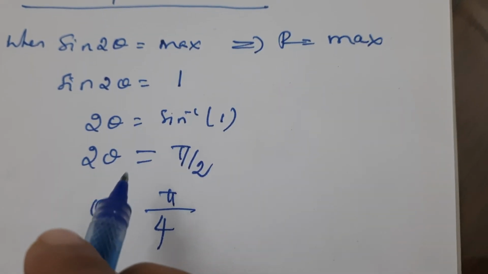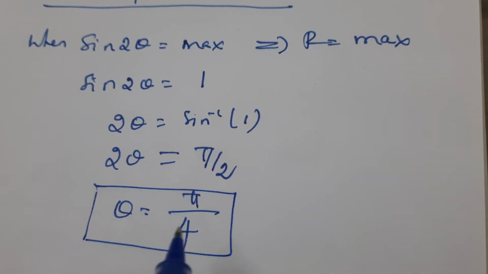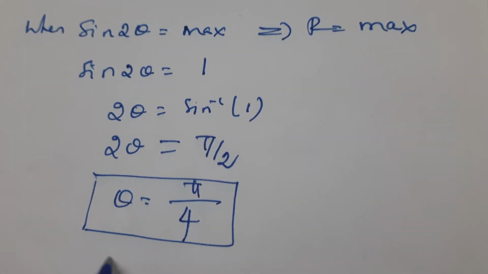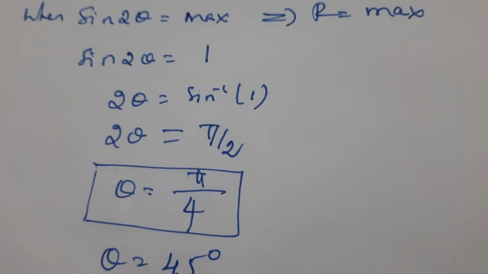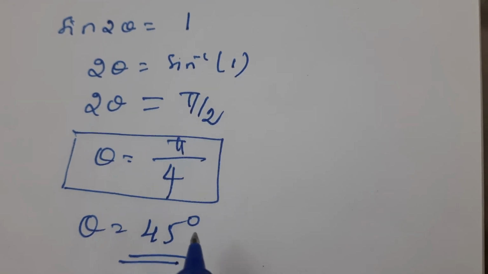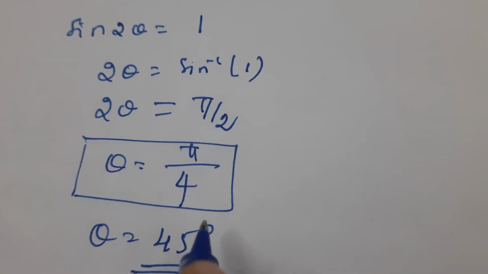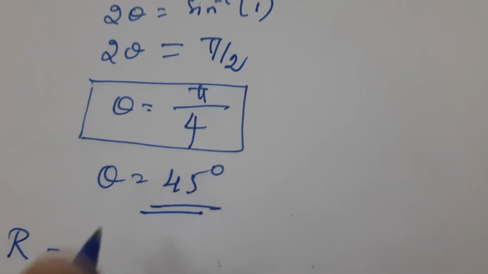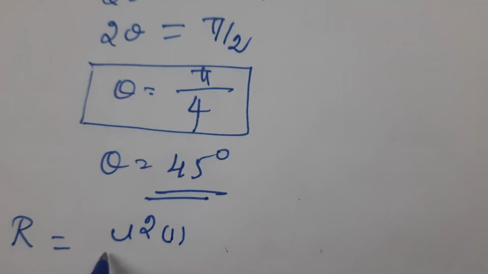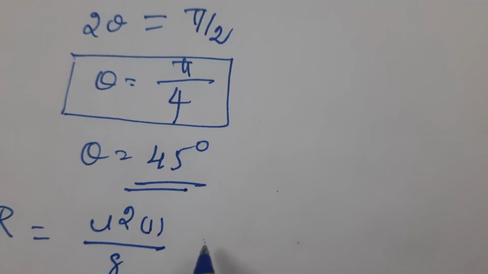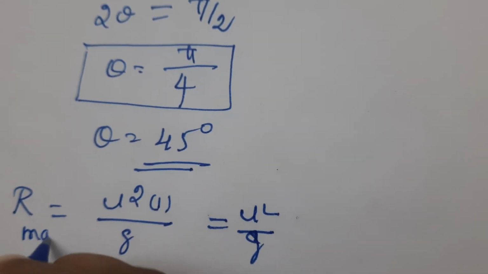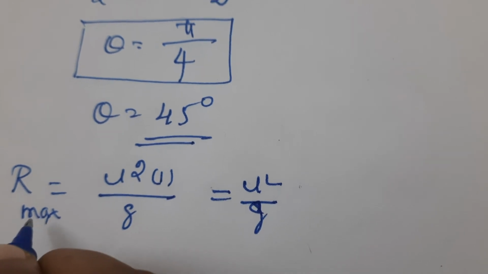So at this angle, we will get the maximum possible range. Pi by 4 means the particle is projected at an angle of 45 degrees with respect to the horizontal. It attains the maximum range. So R can be written as u squared sin 2 theta, where sin 2 theta equals 1 when theta equals 45 degrees, divided by g. So R equals u squared by g. This is the maximum range.